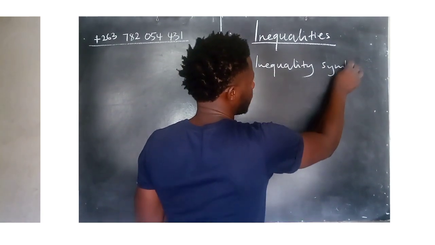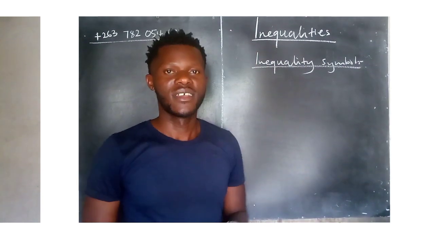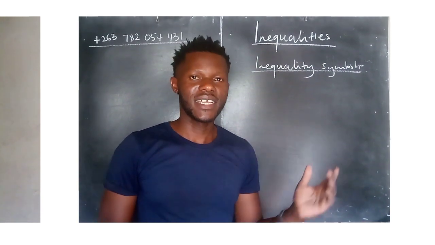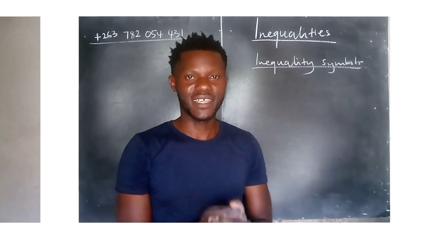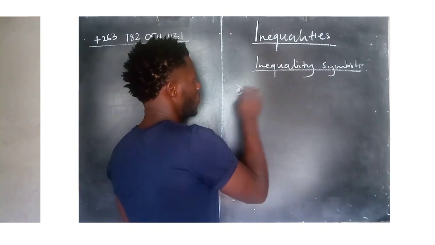Inequality symbols. We have 4 symbols that we use in inequalities: greater than, less than, greater than or equal to, and less than or equal to. Let's go through them. Number 1, this symbol.